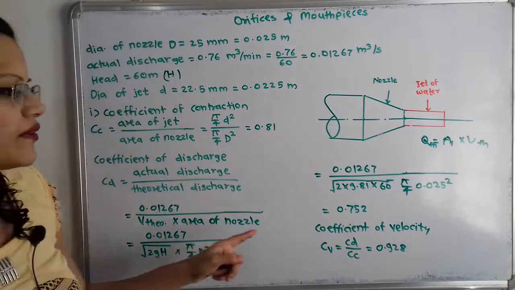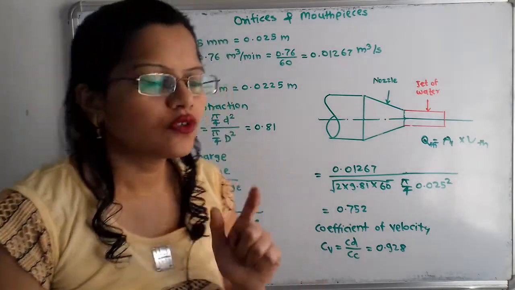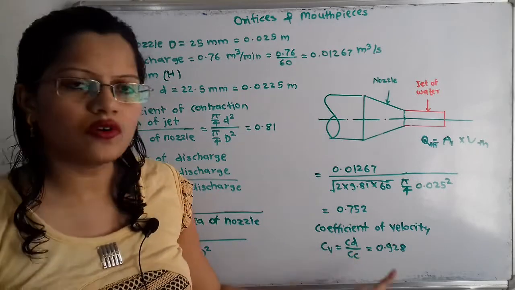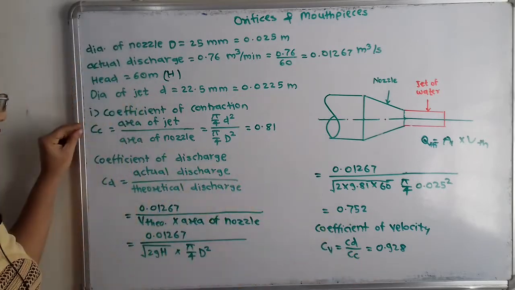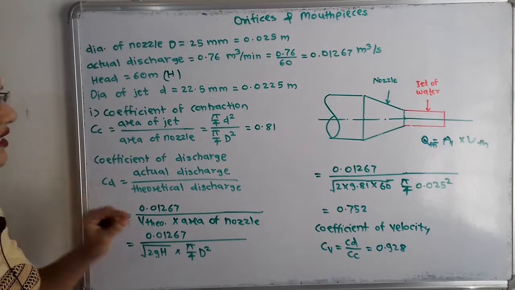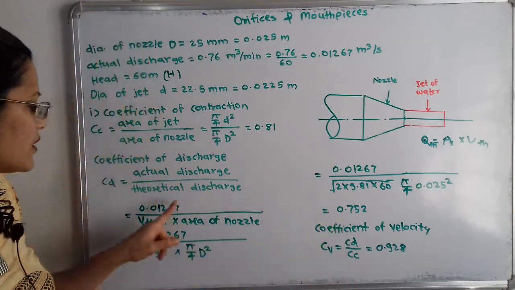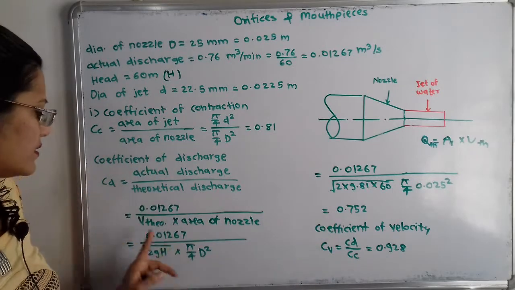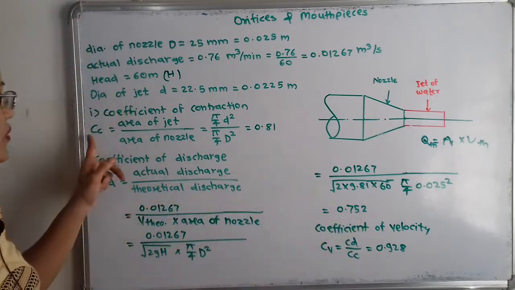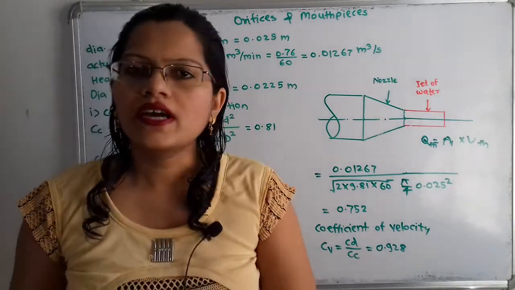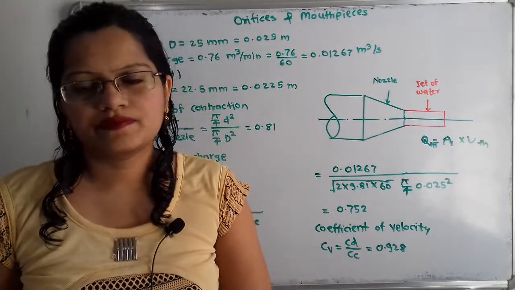Then the next is the coefficient of velocity. Here Cc and Cd are already calculated. So there is a relation between Cc, Cd and Cv. Cv is equal to Cd by Cc. If we take this Cd, that is 0.752, divided by 0.81, then we will get Cv as 0.928.